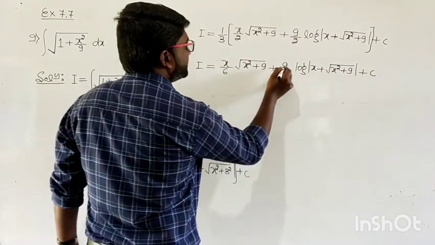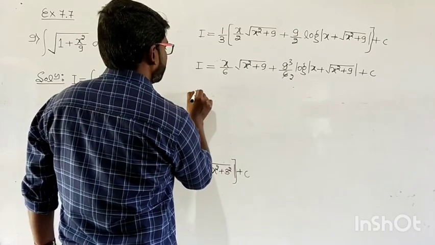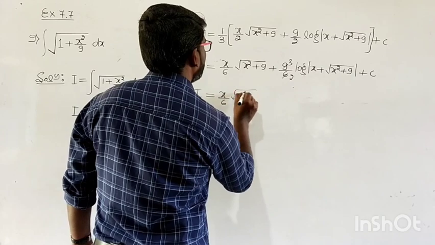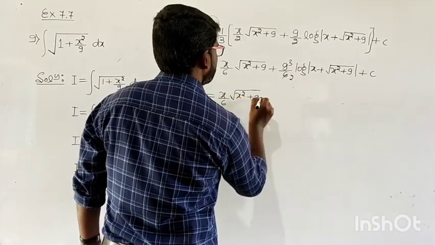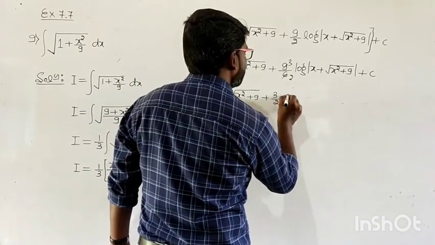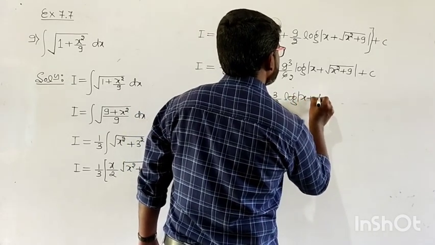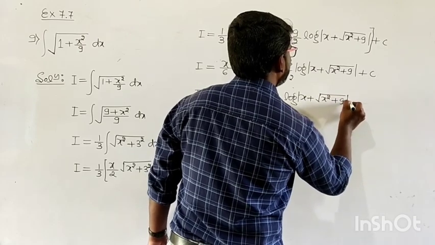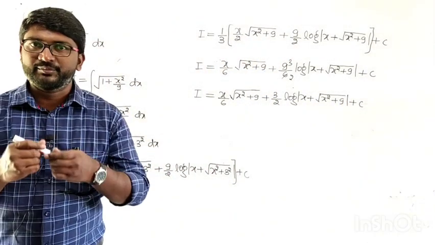So now 3 3s are 3 2s are... Then the final answer will be x by 6 root x square plus 9 plus 3 by 2 log mod x plus square root of x square plus 9 mod complete plus c. So this is all about the ninth problem.